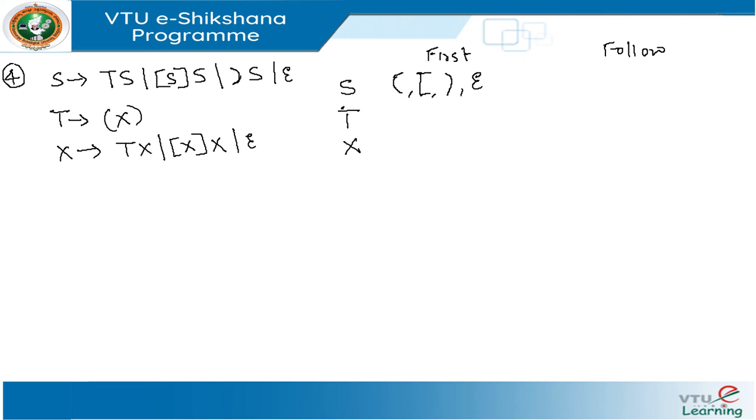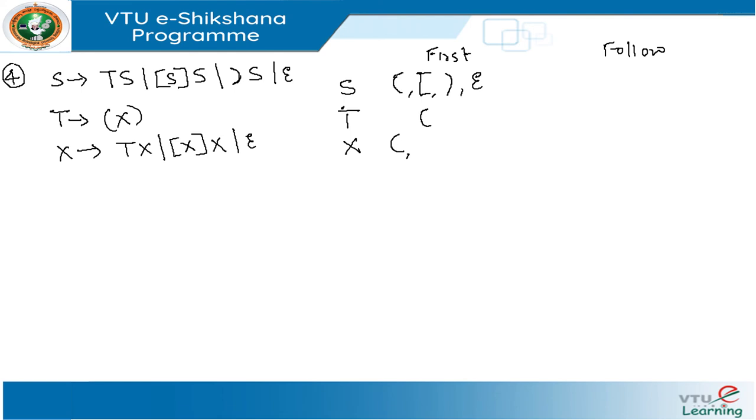These are the first set symbols for the non-terminal S. First set of T. From T, we can get the opening parenthesis. So only the opening parenthesis is present in first of T. Coming to X, for the non-terminal X, we have again three alternatives. In the first alternative, we are getting the non-terminal T. So this non-terminal T can derive the opening parenthesis. So opening parenthesis is present in first of X.